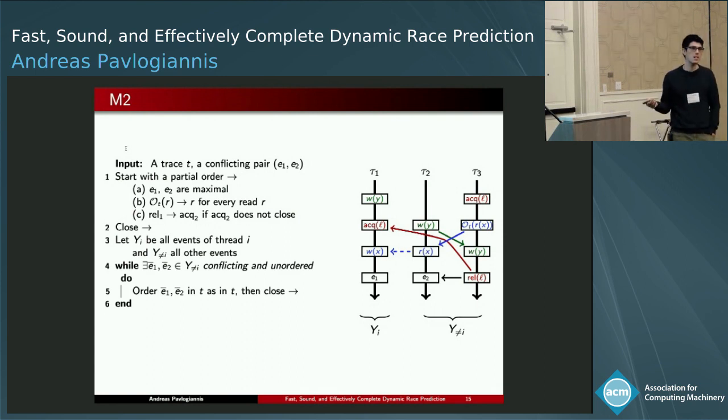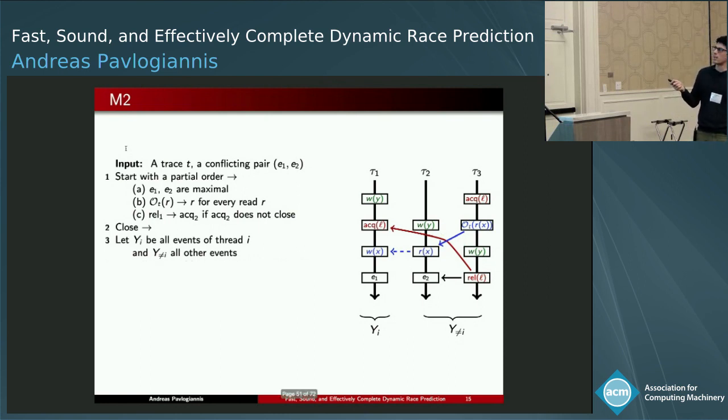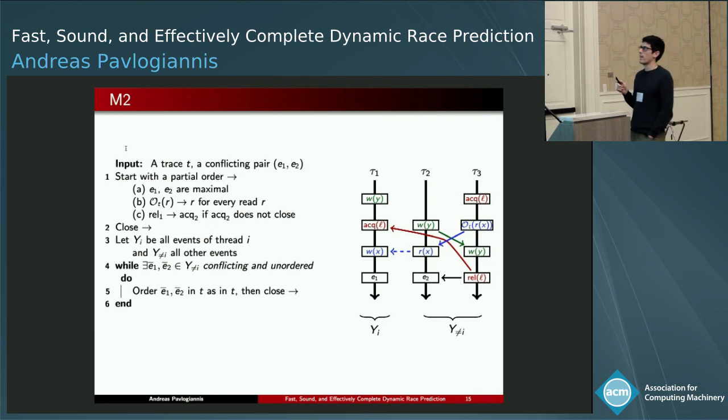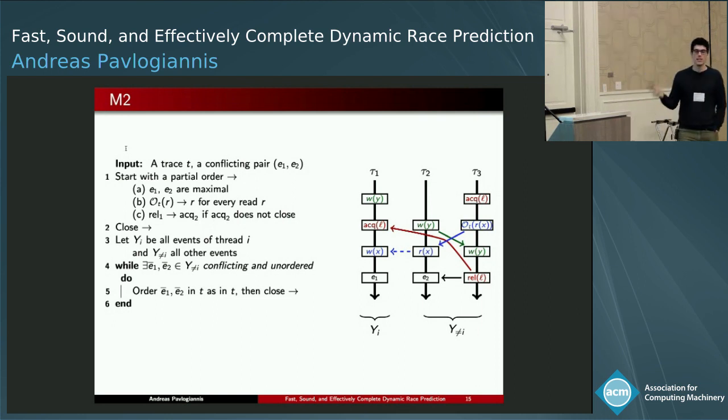So we're still relying on the input trace to guess certain orderings between conflicting events, but not all of them, right? And in this example, this is shown by the green edge here. So these are two conflicting events on the Y not I set, which are unordered. So we're going to guess the ordering and close the partial order again. Right? And we will perform this up to a point where no two conflicting events in Y not I are unordered. And at this point, we're satisfying the conditions of the max-min theorem.